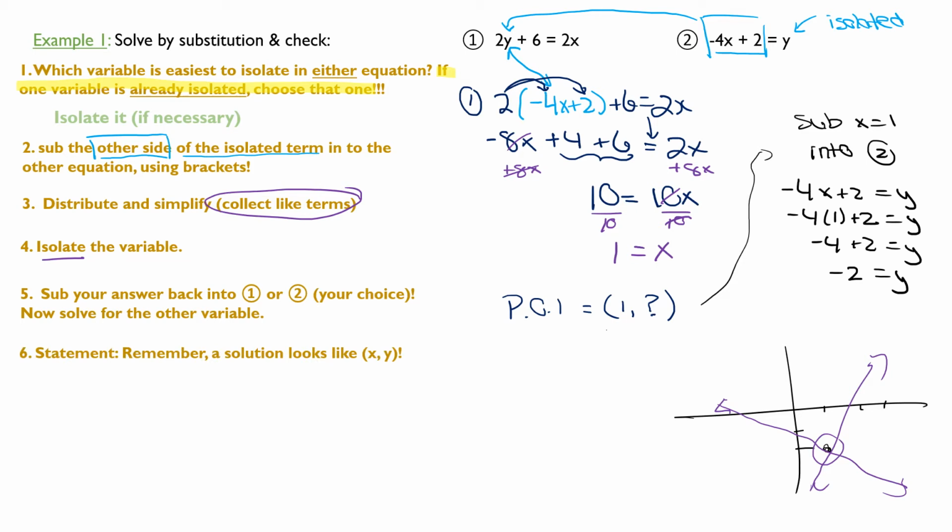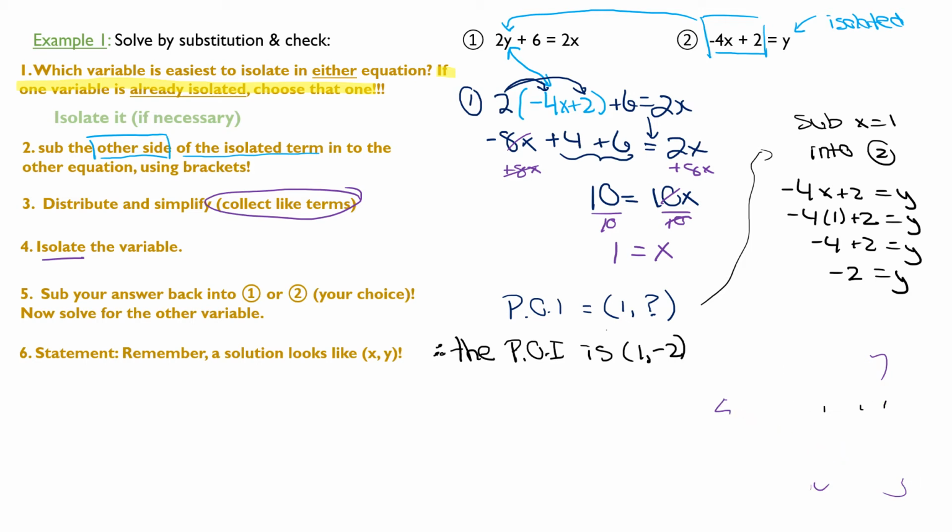Step 6, statement. Remember, a solution looks like that. So your solution is a coordinate. It's not just a number. You don't just stop here and say, there's my answer, x is 1. My solution is a coordinate. Therefore, the POI, point of intersection, is 1, -2. And that is a correct answer because we solved it with algebra. We didn't solve it by trying to draw a graph and trying to guess, oh, where they cross, this is what I think. No, we solved it exactly by using algebra.